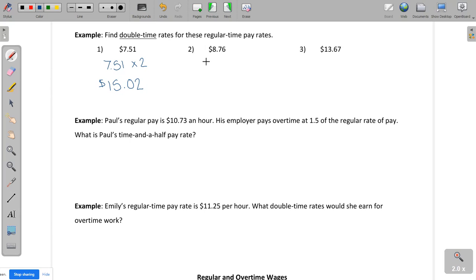Okay, let's check it. We're going to take our pay, $8.76, and multiply it by 2. When we multiply that, we get $17.52. The last one here, same process. We're going to take our regular pay, $13.67, multiply it by 2. When we do that, we get $27.34.